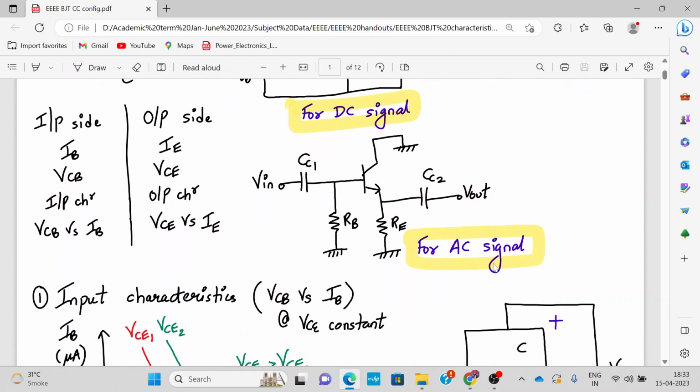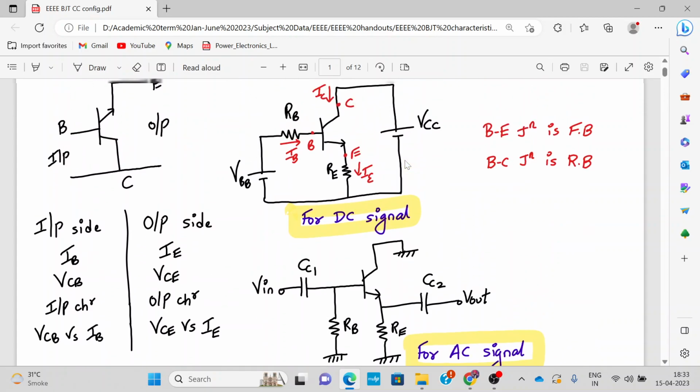Okay, and for the AC signal, the collector terminal becomes common. Input is applied between the base and the emitter, and output is taken from the emitter and the ground, which is the collector terminal. All right. So this is for the AC signal and this is for the DC signal.